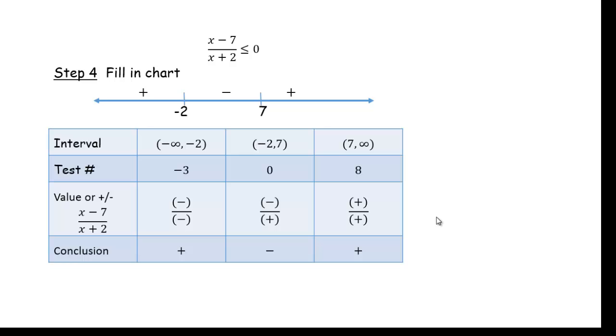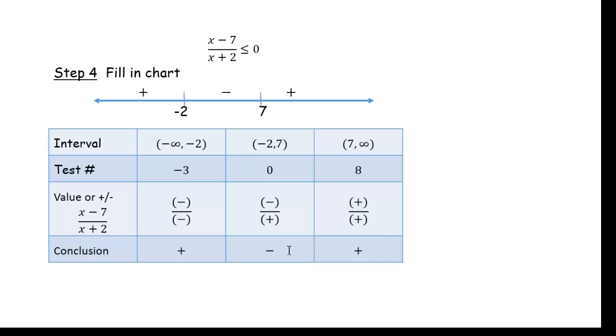When I plug, for example, x equals negative 3 into the left-hand side, I get negative 3 minus 7, which is a negative number, over negative 3 plus 2. Again, a negative number. A negative over a negative is a positive, and so I put a plus over that first interval. When I put 0 into the left-hand side, I get negative 7, which is a negative number, over 2, which is a positive number. A negative divided by a positive is a negative. And finally, when I put 8 in, I get a positive over a positive, which is a positive.